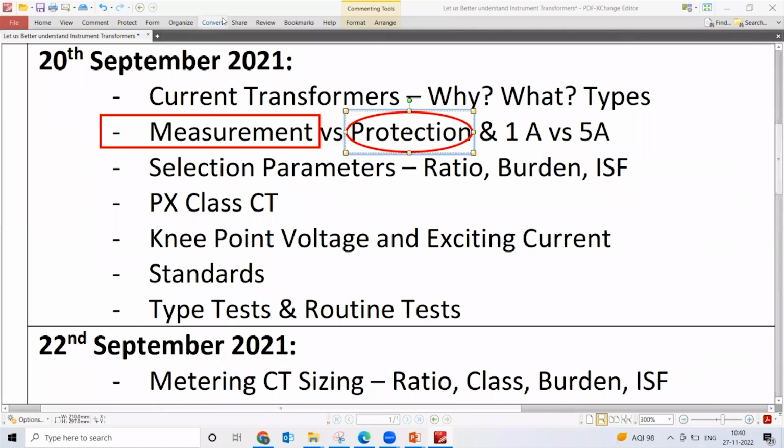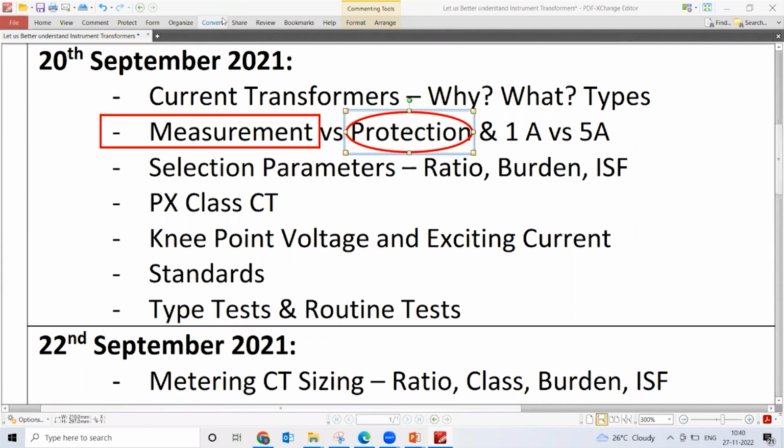Let's come to this point a bit more closely. Measurement: I need to be accurate. I need to be as accurate as possible from 0% to 100% of the rated current.